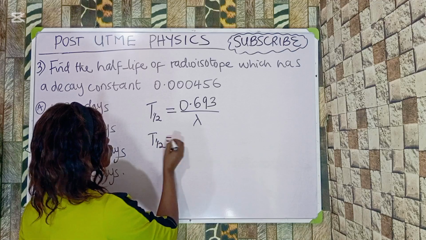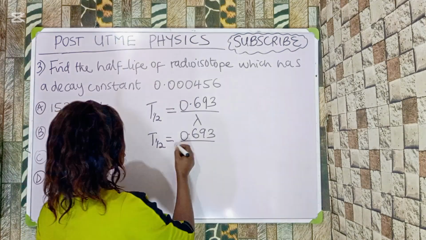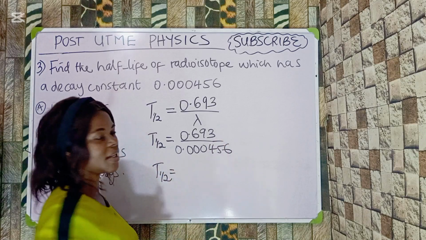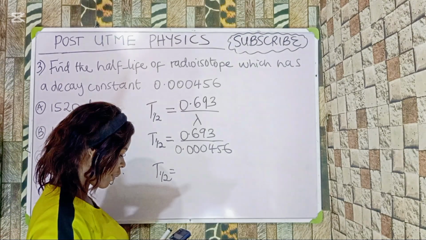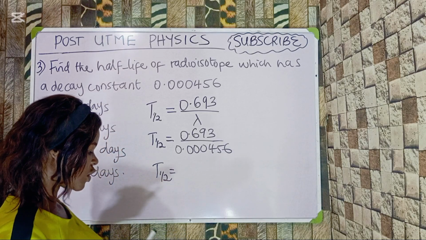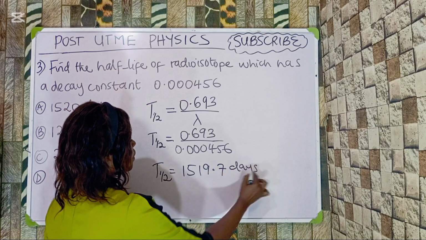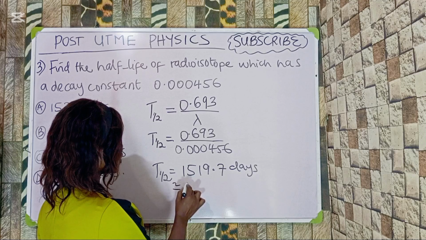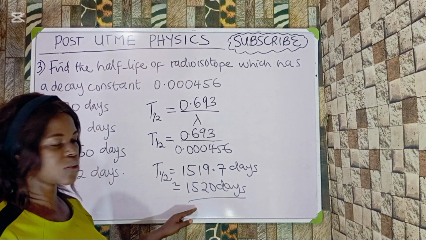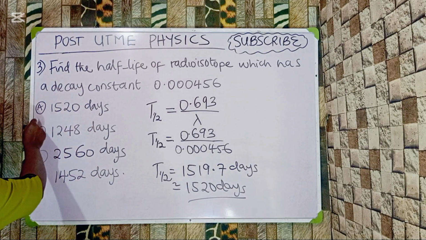Now the half-life, which is what we are looking for, is equal to 0.693 over the decay constant, which is given as 0.000456. Now let's work it out and see the answer. This is 0.693 divided by 0.000456, which gives me 1519.7 days. But I'm going to approximate this to 1520 days. So my half-life is equal to 1520 days, and the correct option to this question is option A.